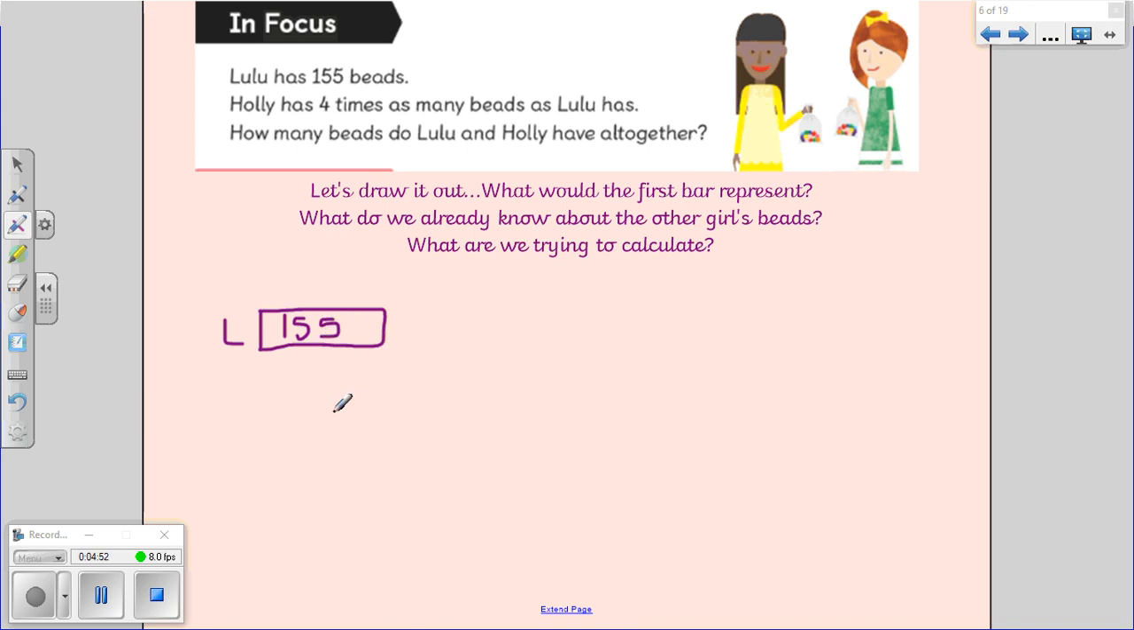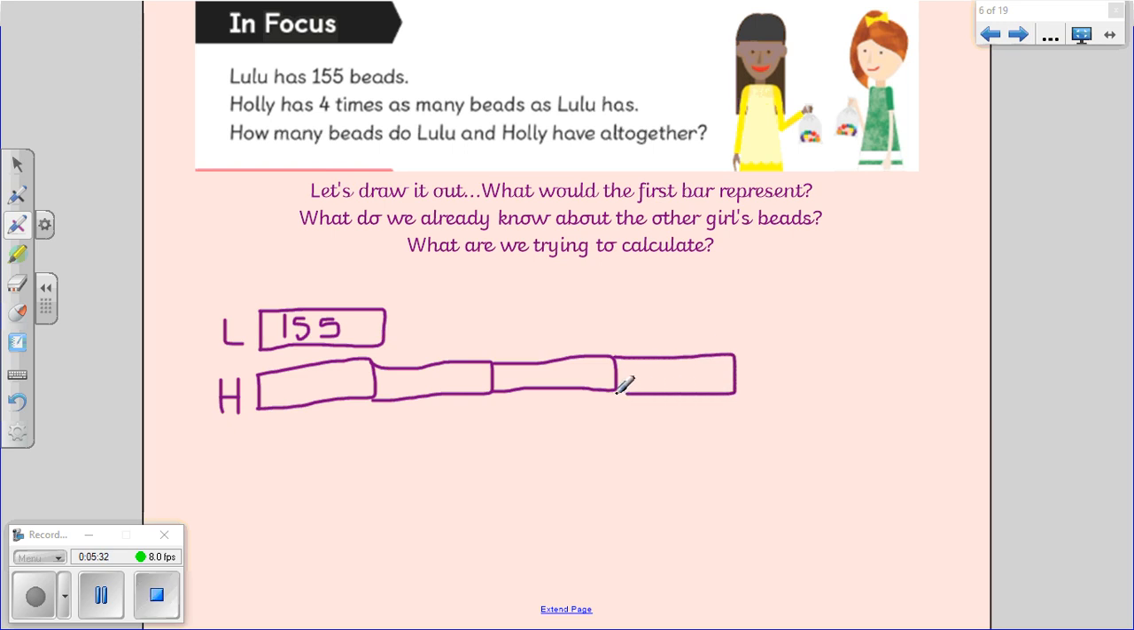Then I need to draw a second bar for Holly. And let's have a look what we know about Holly. So she has 4 times as many beads as Lulu. So I don't know how many she has in total, but I do know she has 4 times as many as Lulu. So I can draw a bar that's 4 times the size of Lulu's bar. So I can draw it like this. So I can see clearly that it's 4 times as big as Lulu's bar.